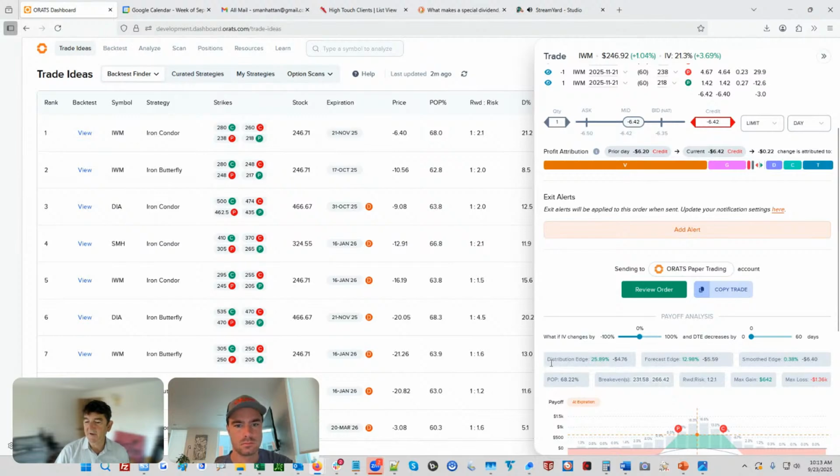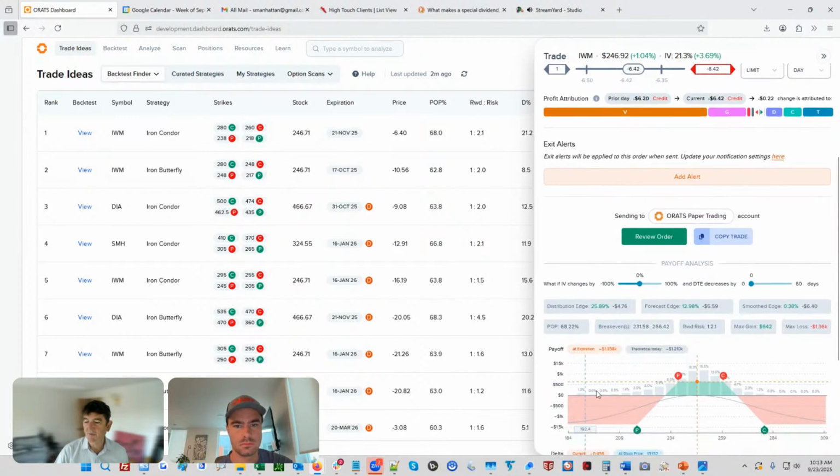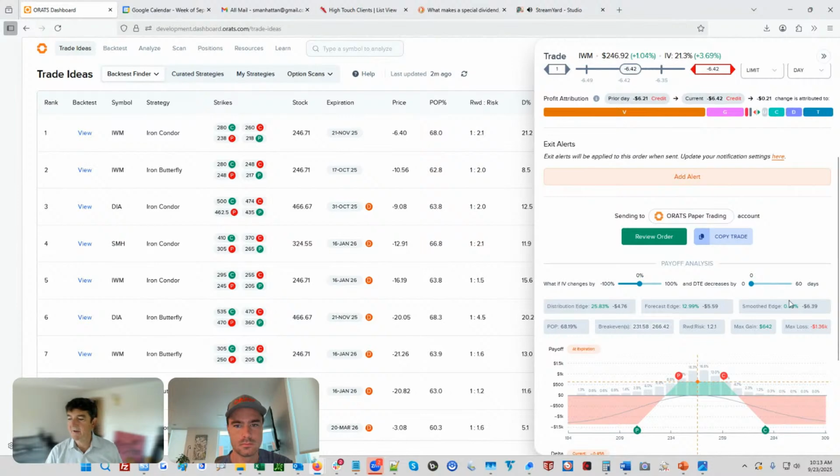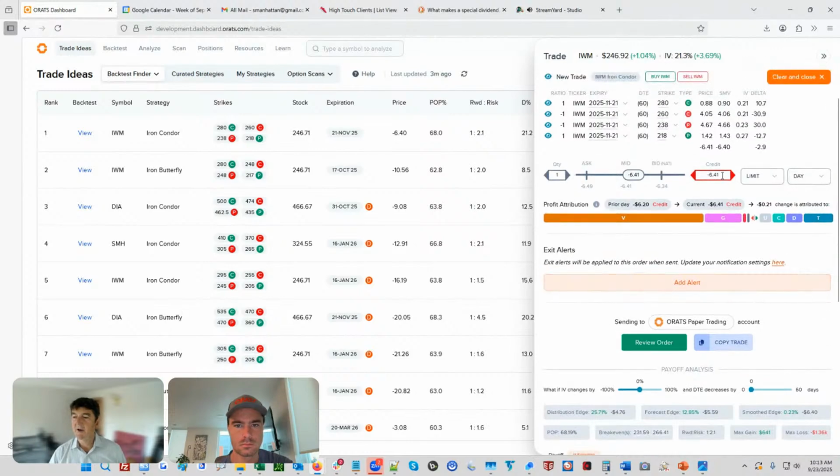And so we have a distribution edge, where we make a distribution and calculate an expected return based on that. We calculate a forecast edge, but then the smooth edge is usually right near the market. The market of the smooth market is right near the price of the mid market, because we draw a smooth line through all the strikes, so that's usually going to be close.